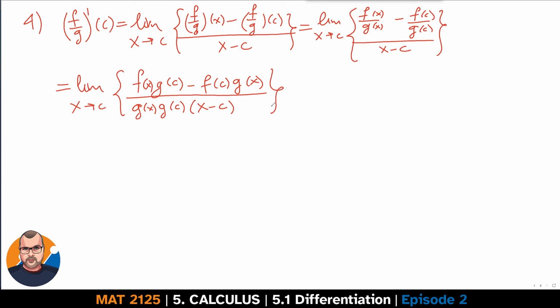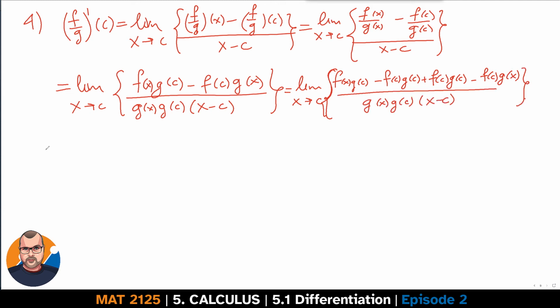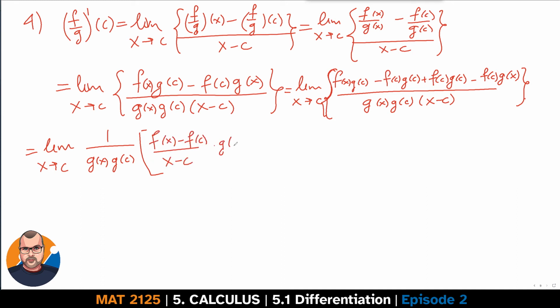I've just reorganized the terms inside of my limit, and I'll basically use the same trick as before, except I'm going to use a slightly different way of writing 0, the 0 that I'm adding to the numerator, and we'll add it as minus f at c times g at c plus f at c times g at c, minus f at c times g at x. I can simplify this further. I'm going to take the denominator g at x, g at c, bring it out here, and then rearrange the terms. So I have f at x times g at c minus f at c times g at c. So there's a common term here, just g at c.